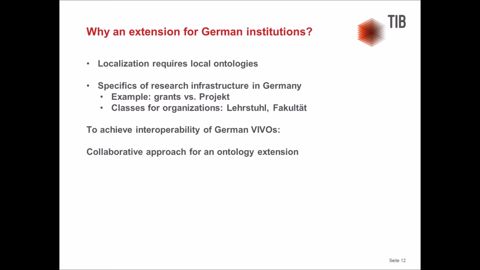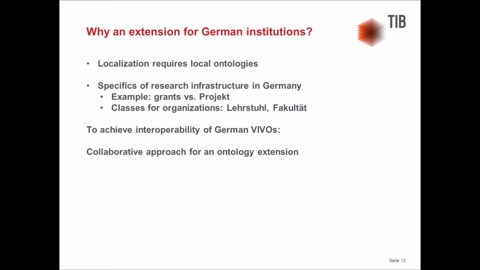So we have to find a way to translate the ontology semantically correct, but move the features that are applied to the term grant to another term. And we have classes for organizations that do not exist in the Anglo-American world. For example, Lehrstuhl and Fakultät. These are organizational classes that are just not there.